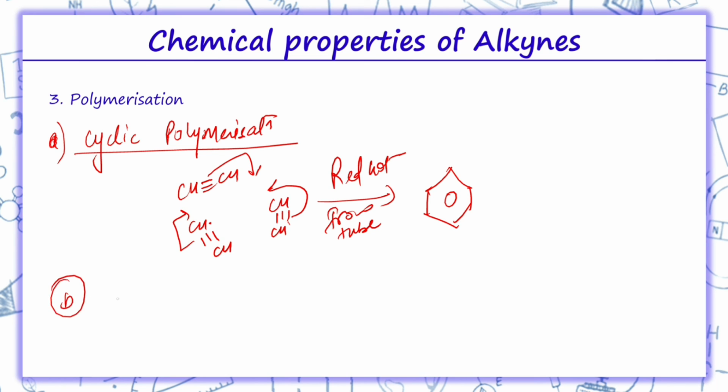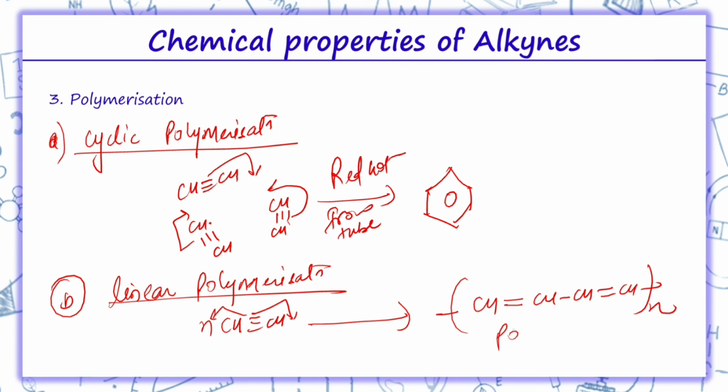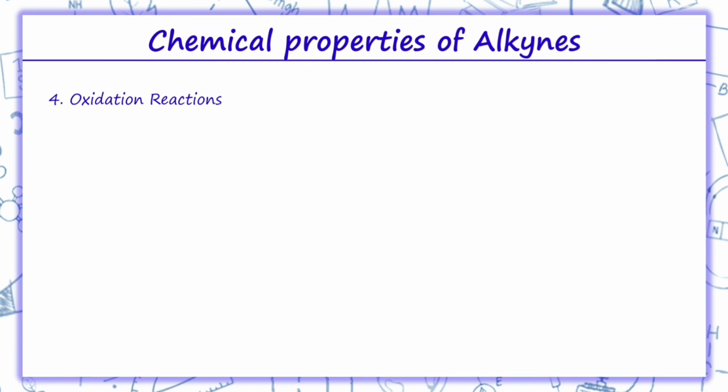But in the case of linear polymerization, n moles of ethyne under suitable conditions will yield a chain where the bond shifts, forming CH double bond CH, CH double bond CH, all raised to n. So, linear polymerization of ethyne under suitable conditions yields polyethylene. This is about the polymerization reactions of alkynes.